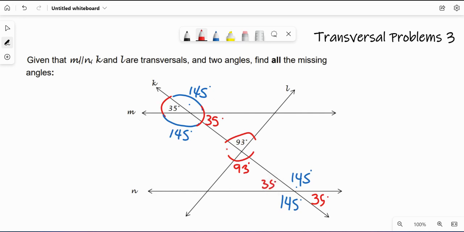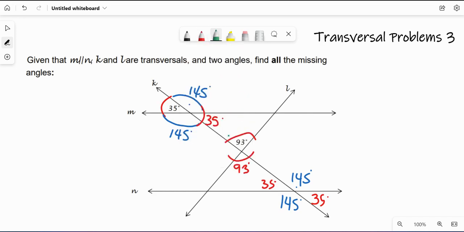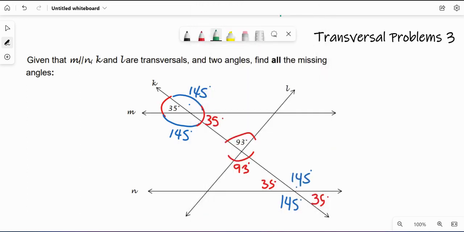What else can I figure out? This is 93, right? We have a straight line here, right? 180 minus 93 is 87. So that means these angles are both going to be 87 degrees. You could double check by putting all these angle measures in your calculator and seeing if they add up to 360. All four of these should add up to 360 in these diagrams.